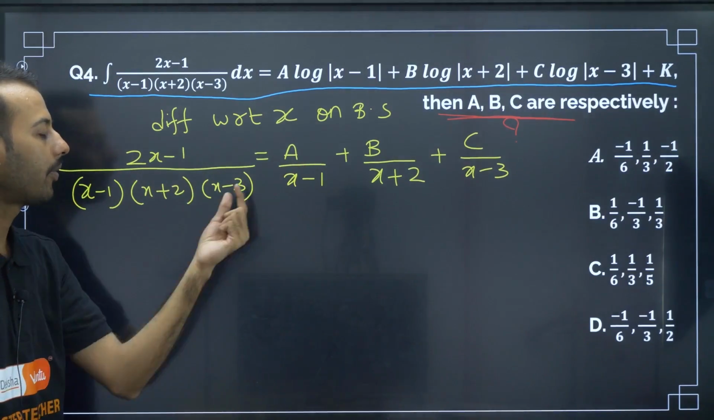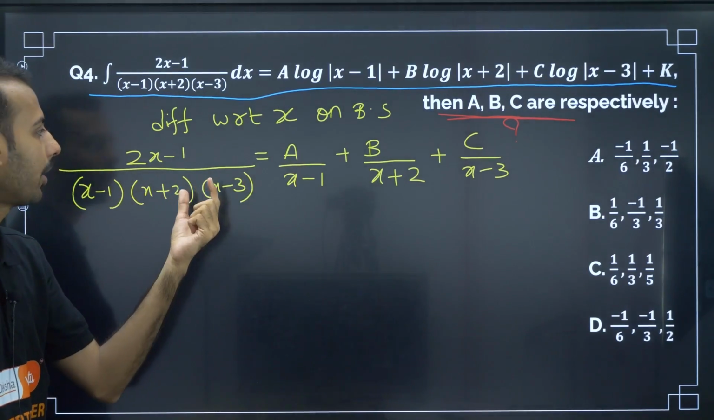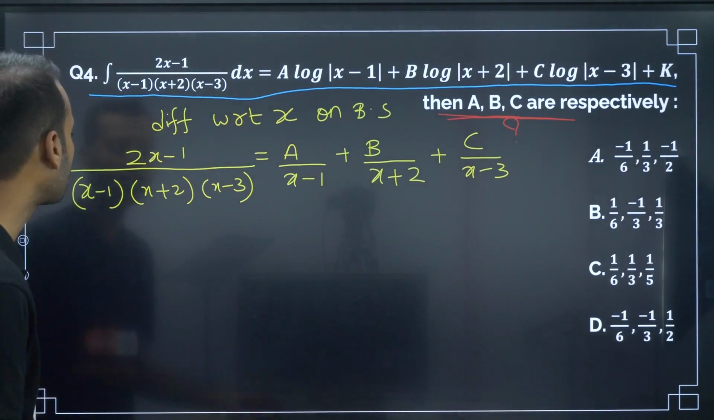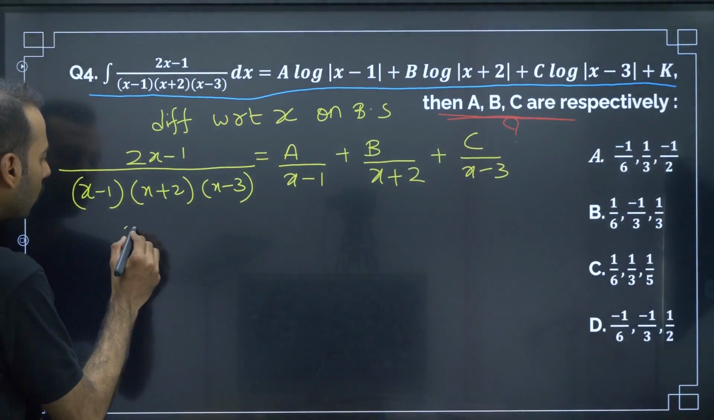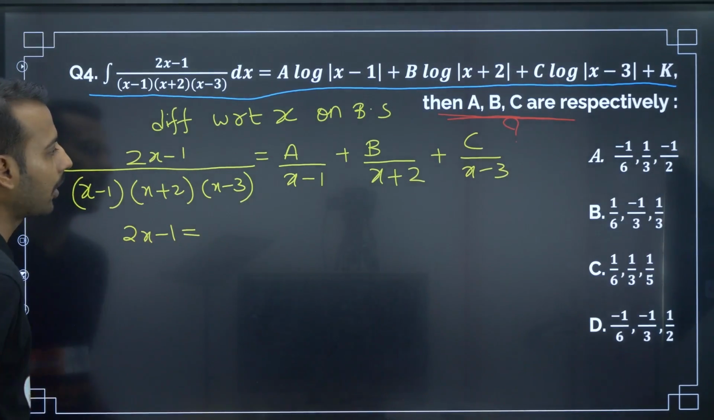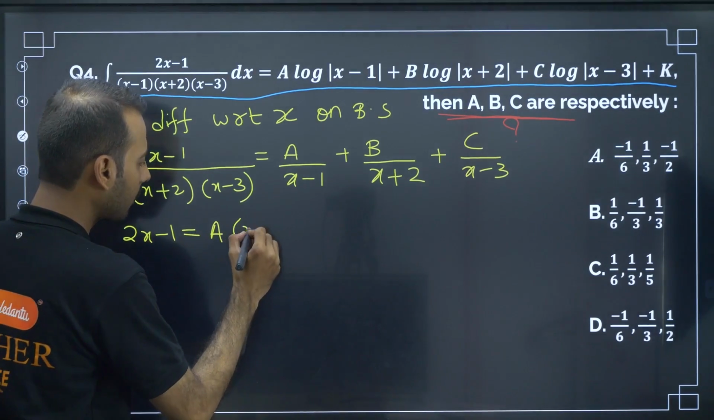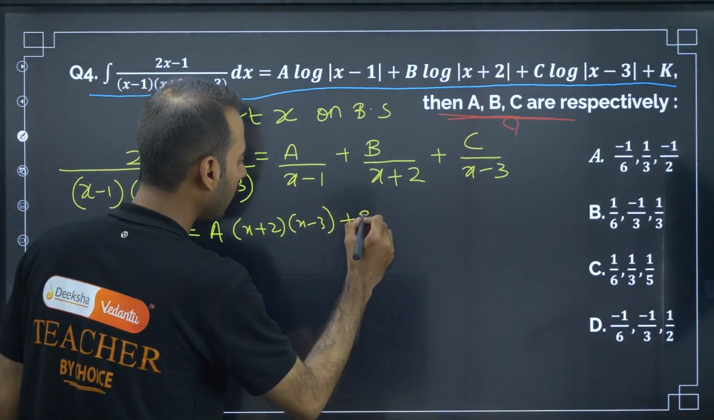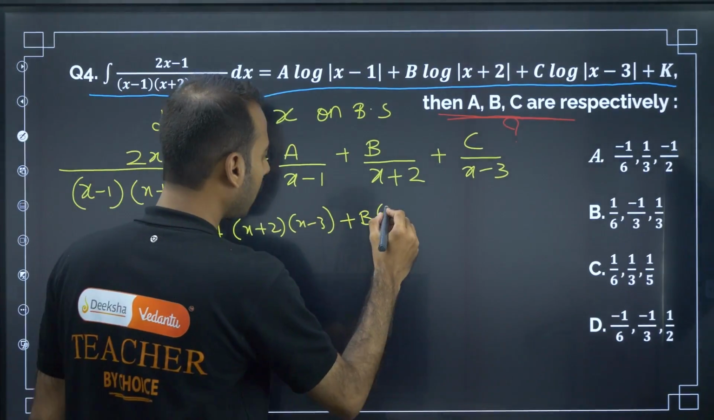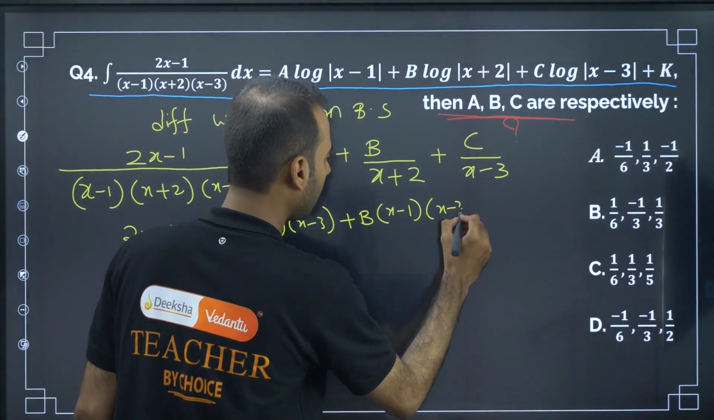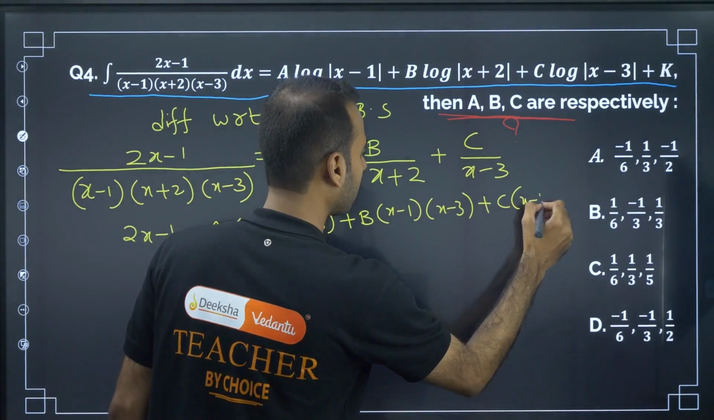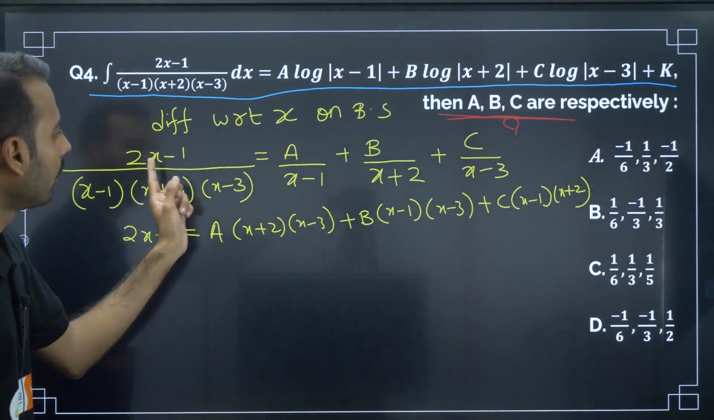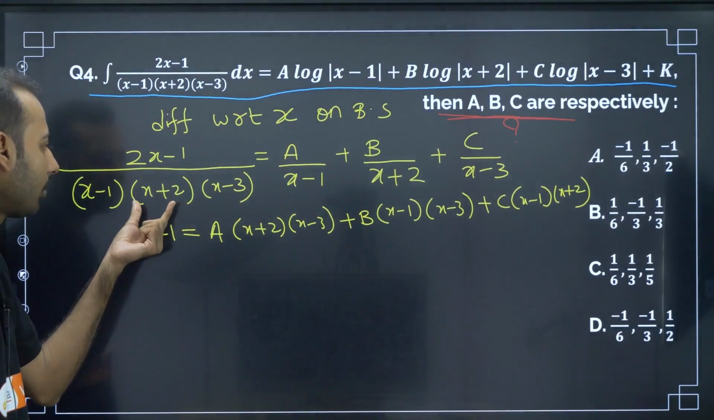This looks like partial fraction. Now try to recall how to solve partial fraction. With this we can get a, b, c values, and they have given some options that we have to use. So 2x minus 1, let me keep as it is: a x plus 2, taking LCM on RHS, x minus 3 plus b x minus 1 x minus 3 plus c x minus 1 x plus 2.